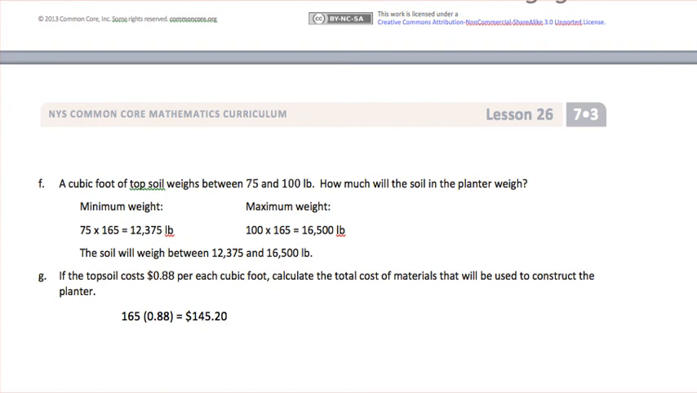And then the total cost, which was the cost of the bricks, the cost of the soil, was $1,719.20. The bricks plus $145.20 for the soil, for a grand total of $1,864.40.